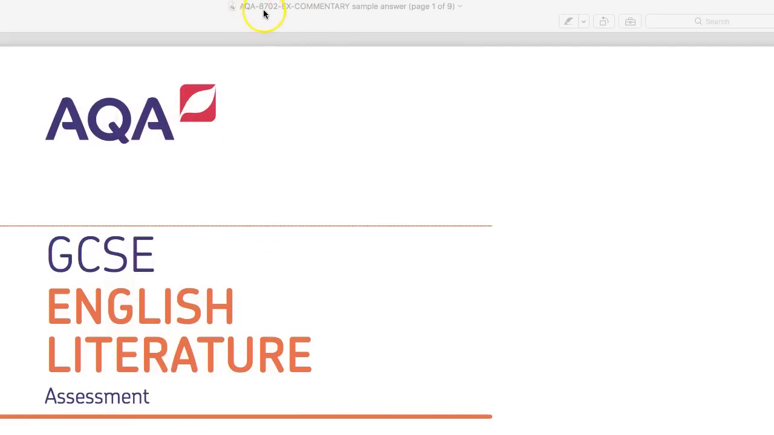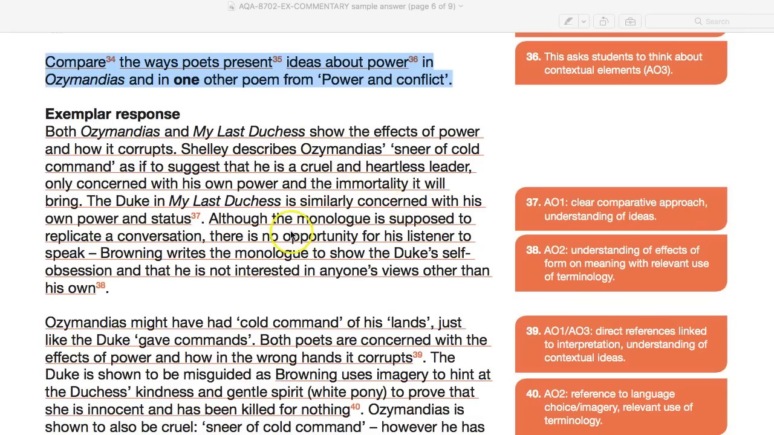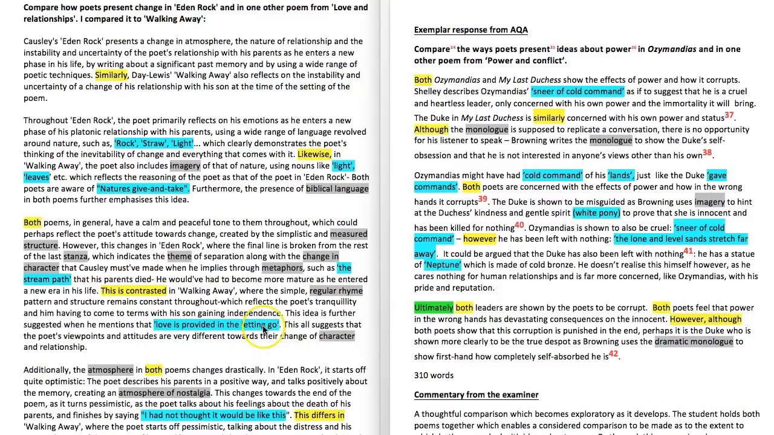So it's the AQA 8702 examiner commentary sample answer, and there are 9 pages. We're going to be focusing on page 6, which looks at 2 conflict poems, Ozymandias and My Last Duchess, but I'm going to look at this in terms of skill, so it'll be just as relevant to relationships. And well, let's see what's in the examiner's head.